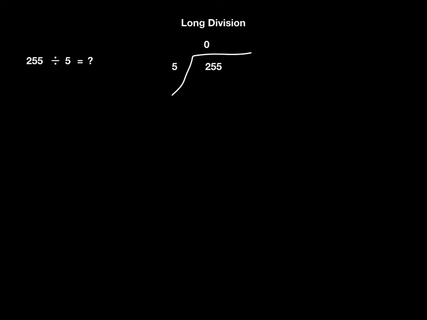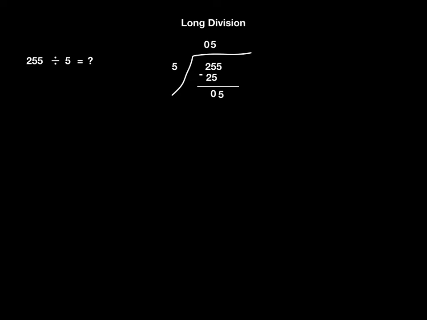How many times does 5 fit into 25? We know that it fits 5 times because 5 times 5 is 25. Now our next step is to subtract. We just subtract the 25 minus the 25, which gives us 0. Can 5 fit into 0? No. So we take our 5 and we're going to bring it right on down.